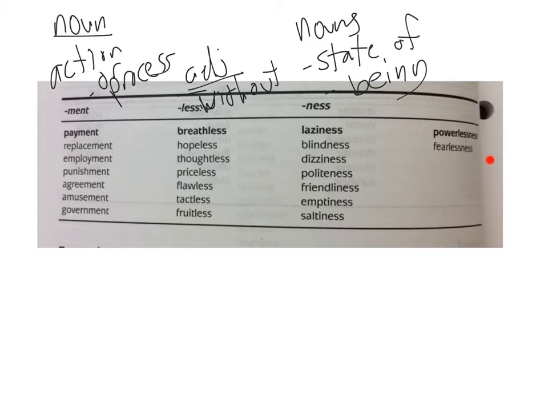And then you have these two over here that have both less, and then they go into ness. So you have to think, what does it mean? It means without what? Without power. Powerlessness would mean the state of being without power. Fearless is without fear. Fearlessness is the state of being without fear. And that is your sort on the suffixes ment, less, and ness.